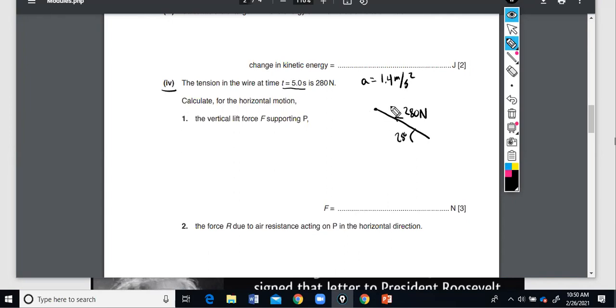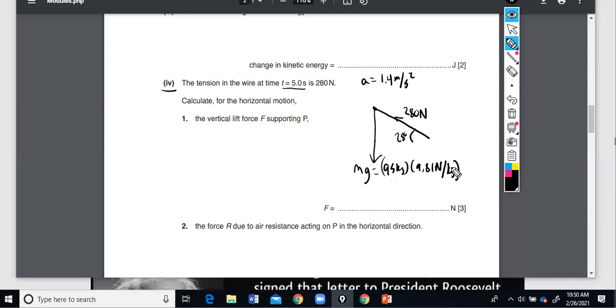Calculate for the horizontal motion the vertical lift force supporting P. Okay, so you've got a paraglider here that has mass. It's got mass, it's got weight. Weight goes this way down. So if you've got weight mg equal to 95 kilograms times 9.81 newtons per kilogram here on planet Earth, how many newtons of weight do you possess?